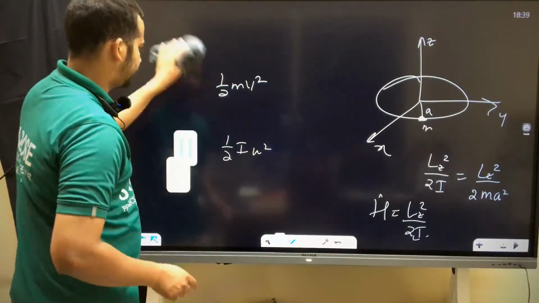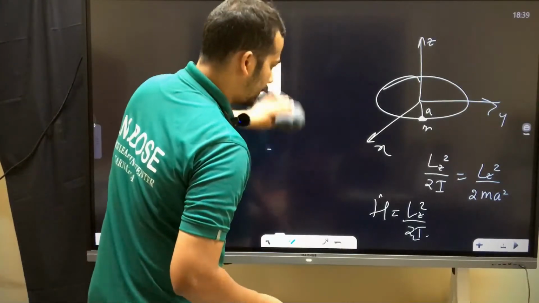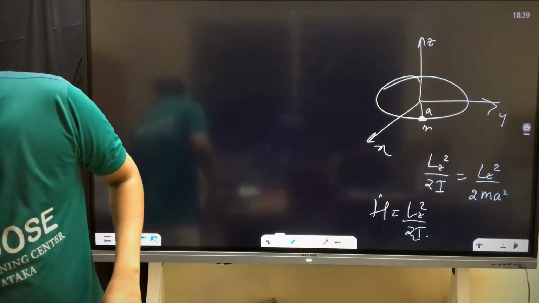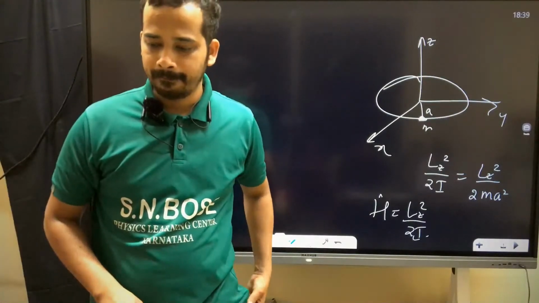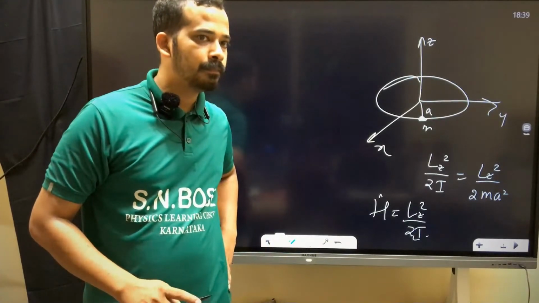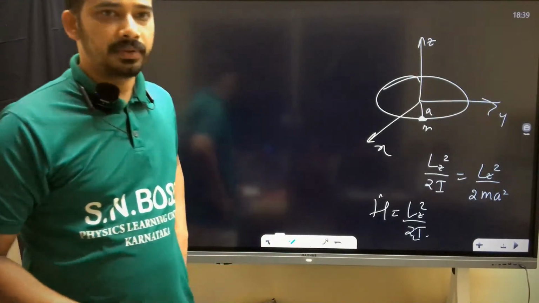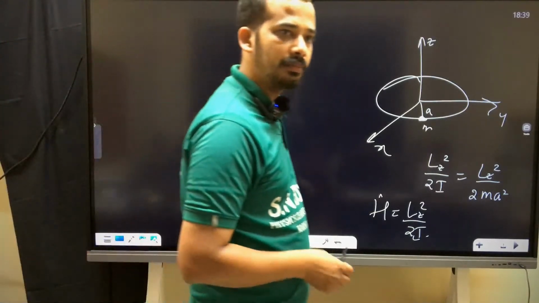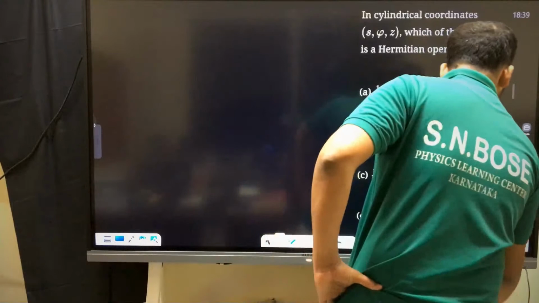So we can convert this linear momentum to angular momentum. Your voice is not clear, speak up again. The position change to Lz, that means linear momentum to angular momentum. Yes, that also you can do. You can write p square by 2m, and then you can convert that one.